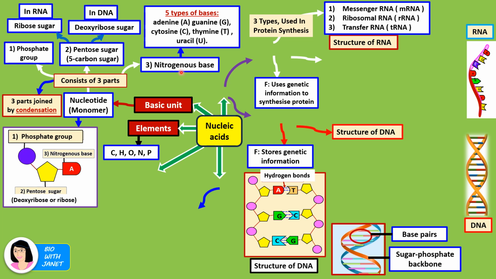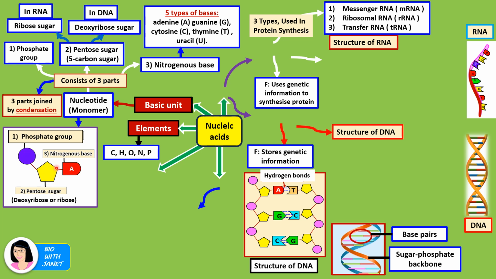Right, then as for the nitrogenous base, the third component, there are actually 5 types of bases that exist: adenine A, guanine G, cytosine C, thymine T, and uracil U. Okay, right. Now, all these 3 parts are joined together by condensation to form the nucleotide, as we can see here. Now you can see the phosphate group is joined to the pentose sugar, which is joined to the nitrogenous base. The pentose sugar is in the center.